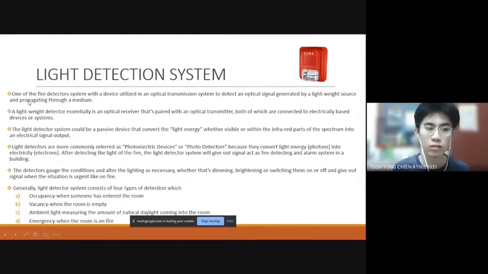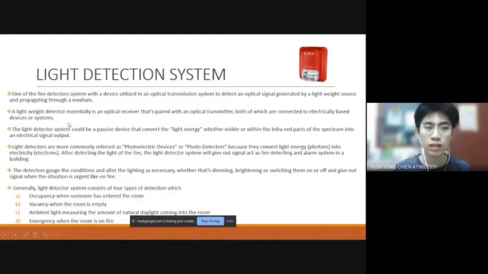The light detection system is one of the fire detector systems, with a device utilized in an optical transmission system to detect an optical signal generated by a light wave source and propagating to a medium.